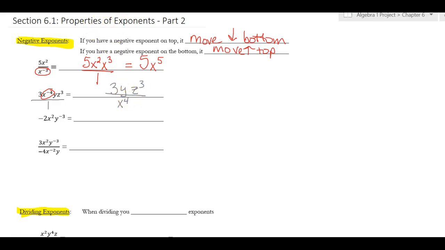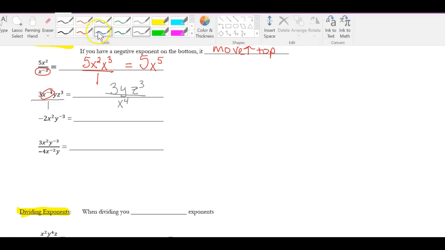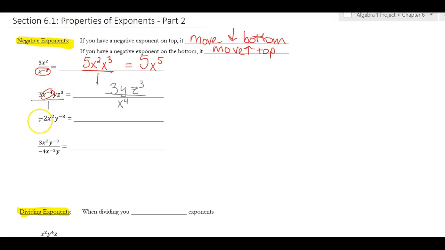All right, let's look at the next one, the third one. For the third one, I have a negative number. That's okay. You only move negative exponents. So I'm going to move this one, and so it becomes negative 2x squared over y to the third. And if you notice, everything I move, I'm changing the sign.